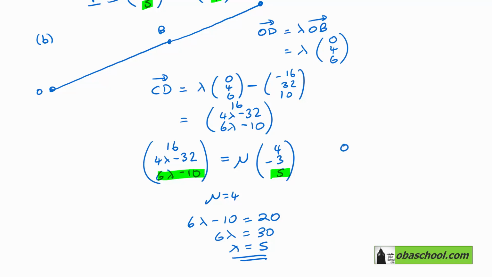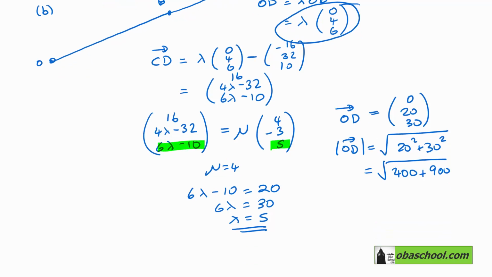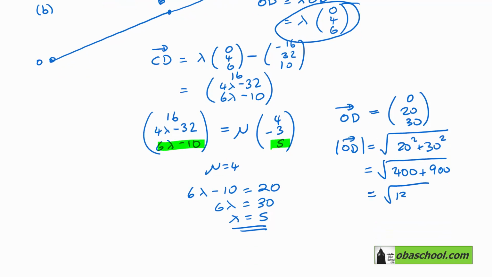So, if that's the case, OD, going back to here, lambda is 5, is (0, 20, 30). And the modulus of OD, therefore, is going to be the square root of 20 squared plus 30 squared, which is root 400 plus 900, which is equal to the square root of 1300, which is root 100 root 13, so it's 10 root 13.